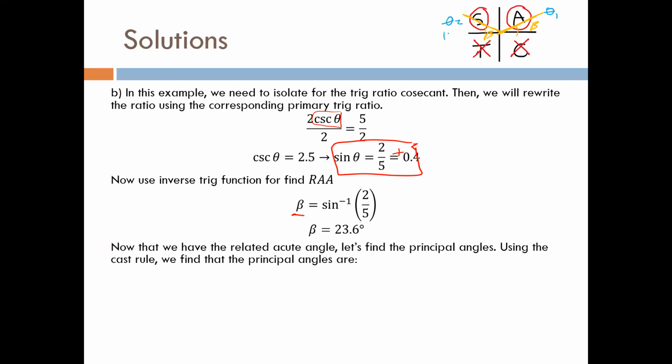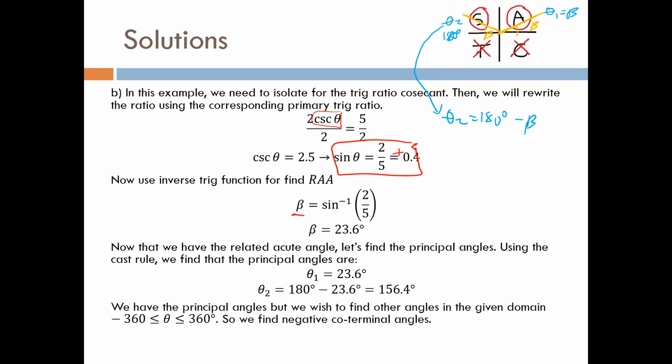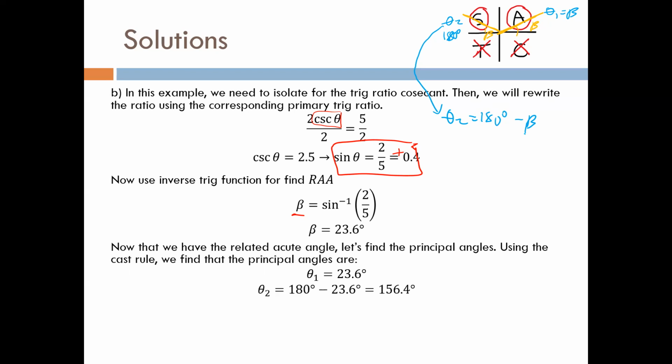In the first one, the first principal angle is actually equal to beta. And for theta 2, we're simply taking 180 and subtracting off the related acute angle. Okay, so we take 180, we subtract off the related acute angle, and then this ends up giving us 156.4 degrees. And then there are two principal angles, so 23.6 degrees and 156.4 degrees.